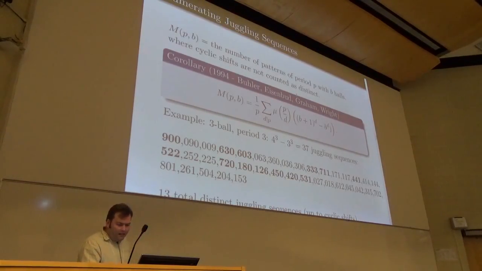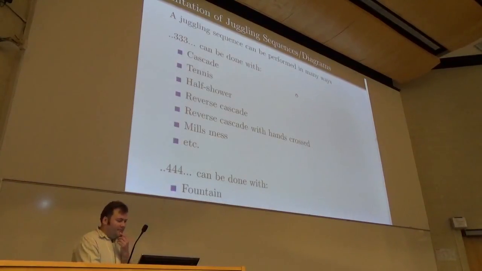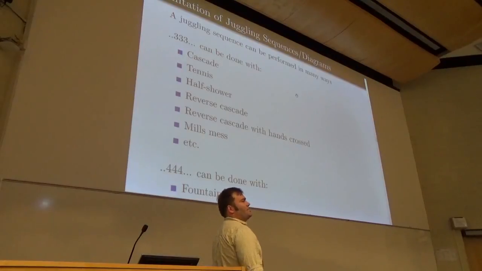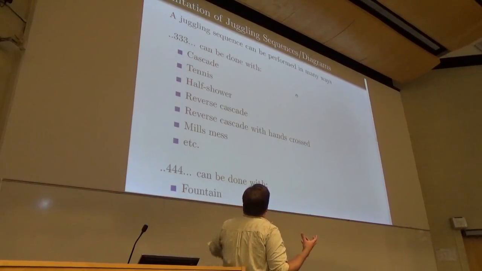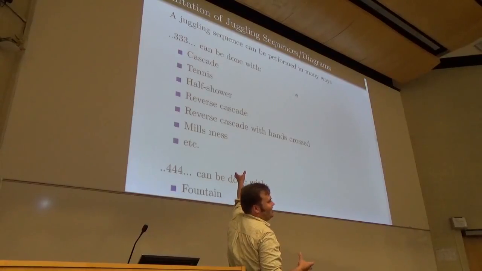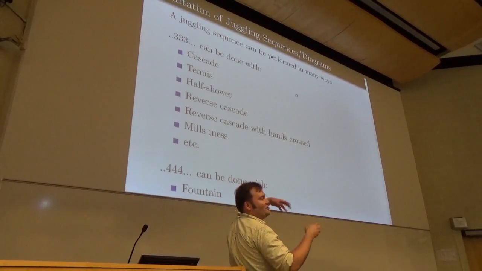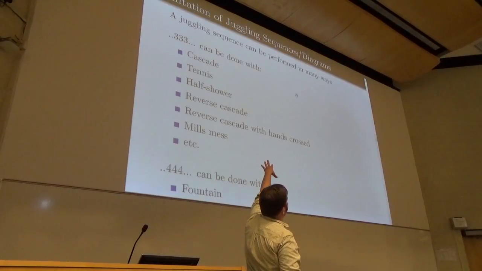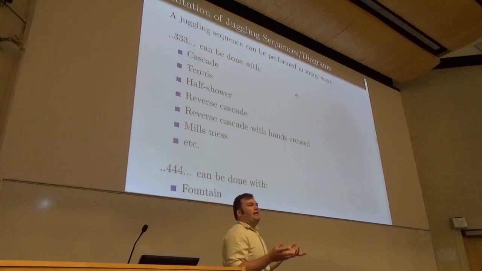Okay, so now that we have a way to encode these juggling patterns into sequences, let's look at how good this is. As a juggler, you're going to see really quickly that it's not the best method to describe what you're doing when you're juggling, because it turns out that a juggling sequence can be performed in many different ways.